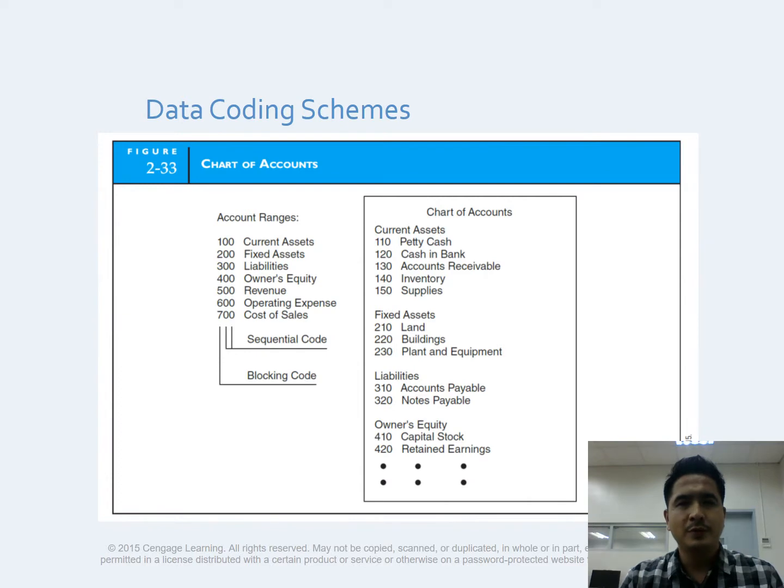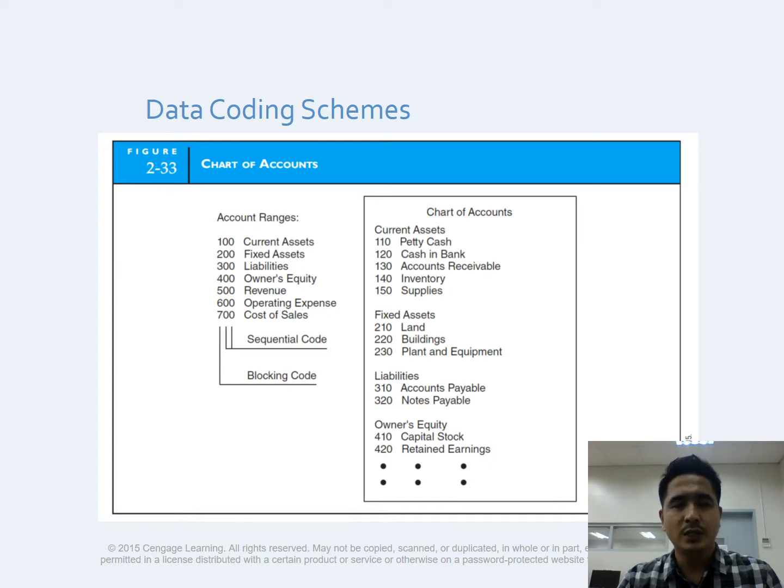Okay, for the types of data coding schemes, we have four. The first two actually there were no descriptions given in PowerPoint, but we just described it. First is the sequential code. As the name implies, we just code the items based on the sequence, number sequence. In this case, as you can see, the accounts are sequenced on the left side from 1 to 7.